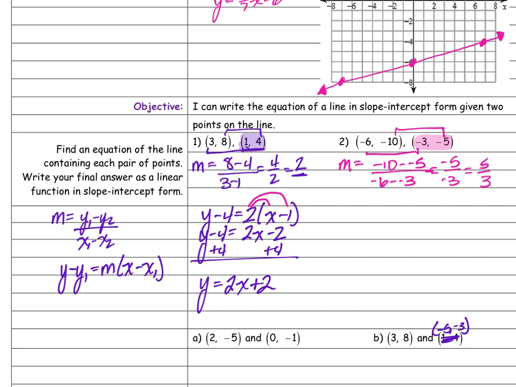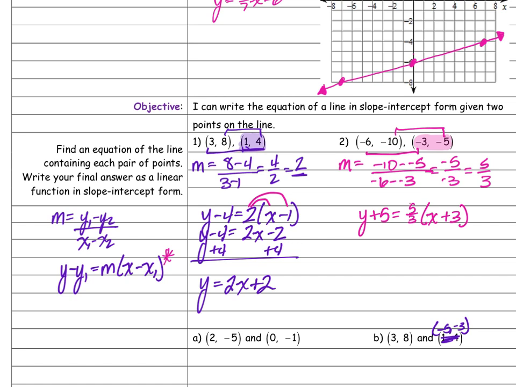So I'm going to put it into slope-intercept form again. I'm going to put it into this equation first, point-slope form. So I've got y plus 5 equals 5/3 times x plus 3. Okay, I'm going to pause and see if there's any questions. Are we okay so far? Okay.